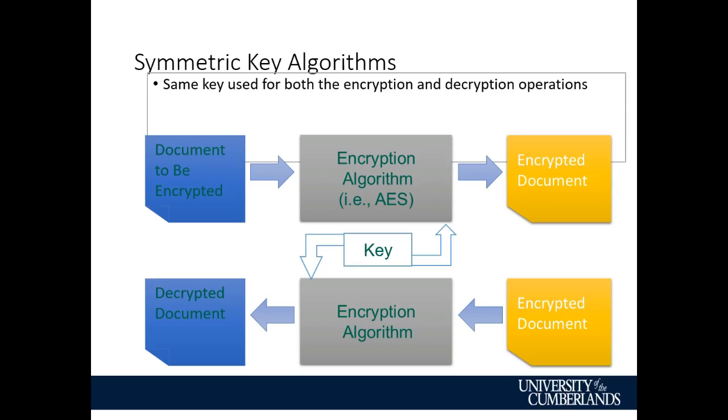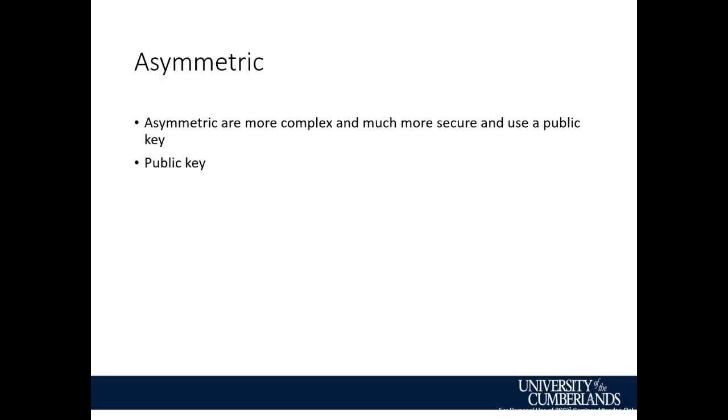If you take a look at this, documents to be encrypted go through the algorithm right in here, and we have the encrypted document on the end. To decrypt, we have the encrypted document. It goes through the algorithm, but notice right here in the center, we have a single key that does both. And that's what makes this so readily available: we have one key that we have to distribute. We don't have to worry about having multiple keys.